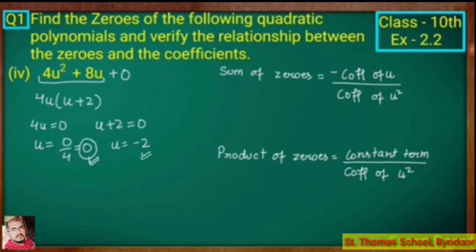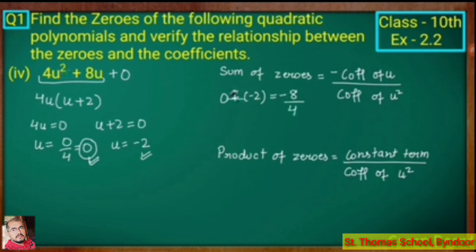So now we have to check the coefficients. Sum of the zeros equals minus coefficient of u divided by coefficient of u square. Sum of the zeros is 0 plus minus 2. So these are the zeros you have to add. Equals minus coefficient of u. Coefficient of u is 8. Equals minus 8 divided by coefficient of u square. U square is 4, so divided by 4.